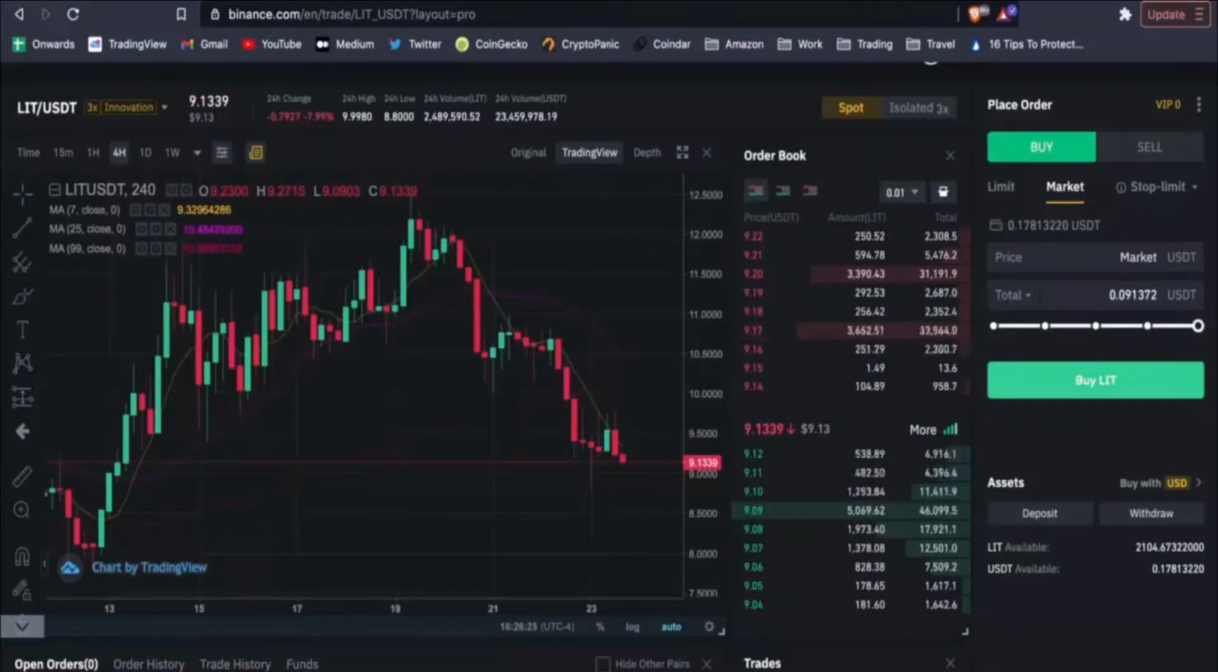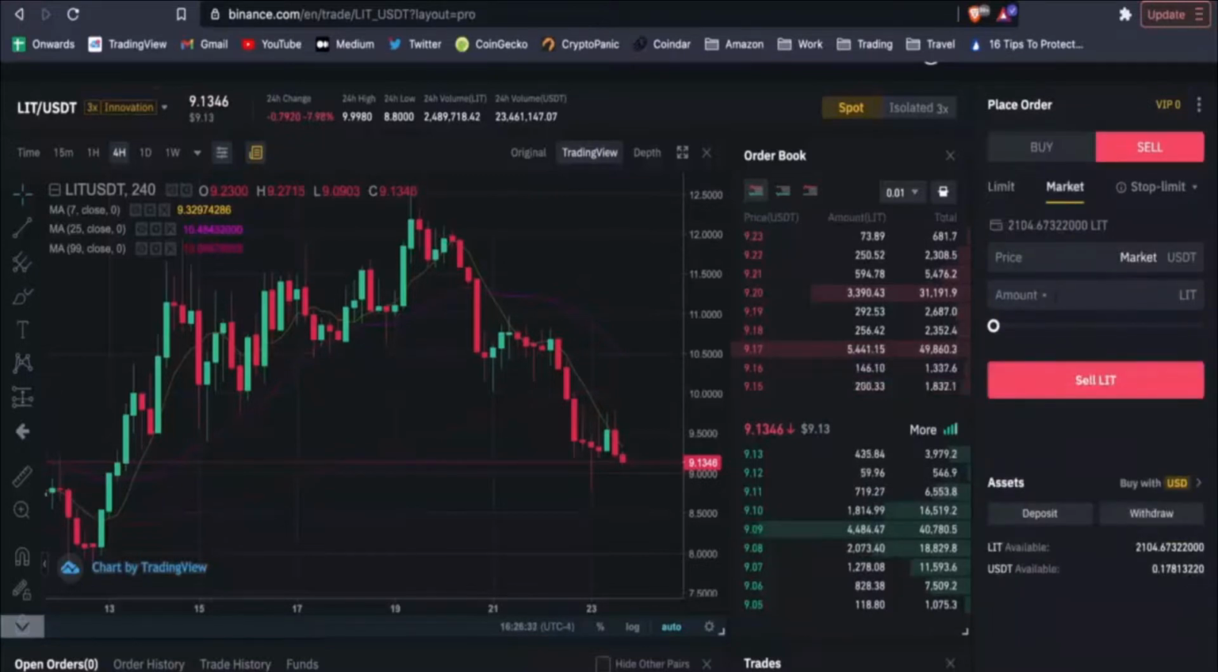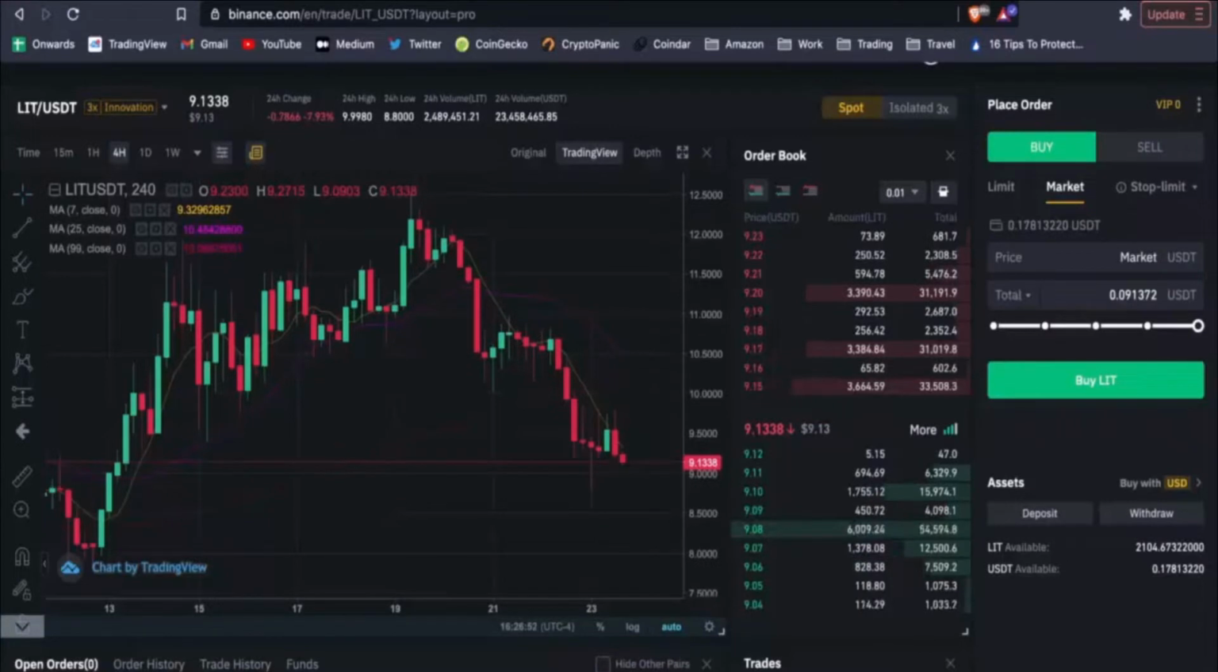Now you can see I have LIT. I have 2,104 LIT Tentry tokens. So what I could do is sell market, and that's the opposite. See, now I have the LIT available here. You can see my wallet, 2,100. So if I wanted to sell my LIT, I could sell half of it, 50% here, or sell 100% of my LIT Tentry and just click the sell. Again, that's a market order. So it would sell it for me at market price there. Okay. So that's a market order, right? That's the standard way to trade.